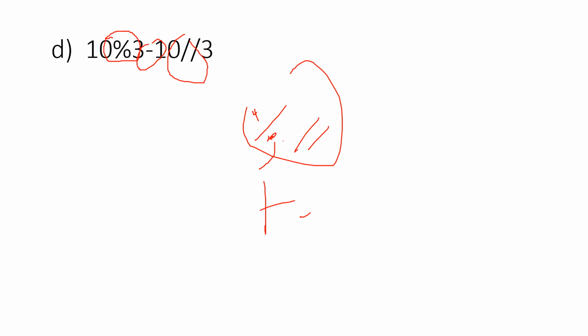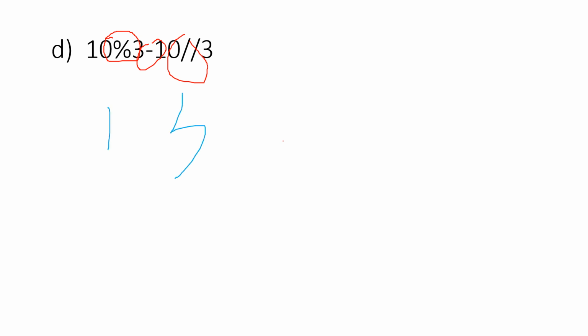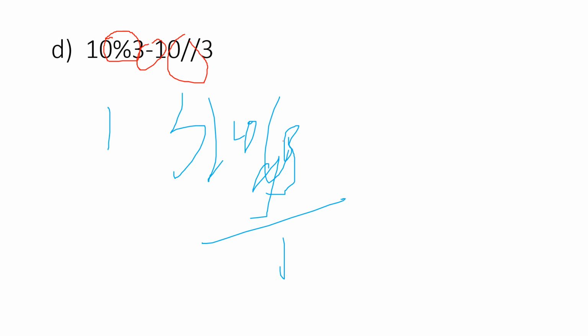Let me erase this. Wait a minute. Okay, here we are. So 10 modulus 3, we know modulus gives the remainder. So 10 modulus 3 is 1, because 3 times 3 is 9 and the remainder would be 1. So modulus gives the remainder. Why am I solving this first and not this first? I have told you earlier as well, we have to follow the left to right associative rule.